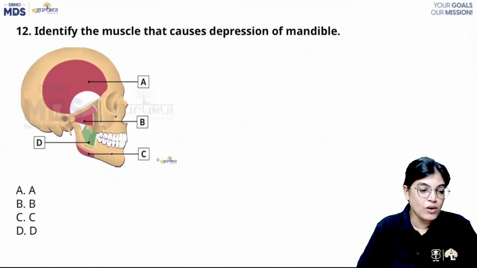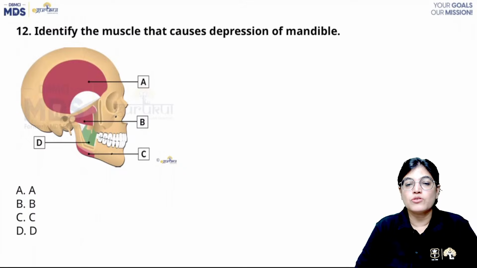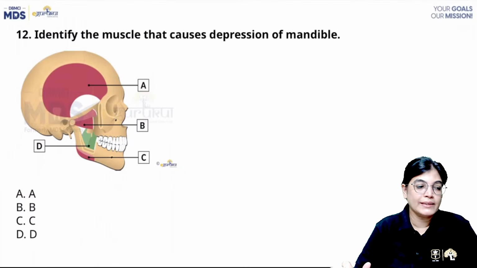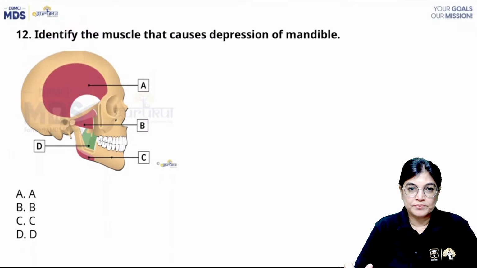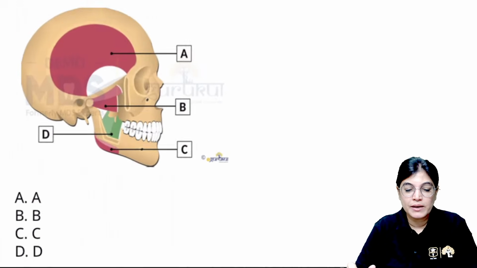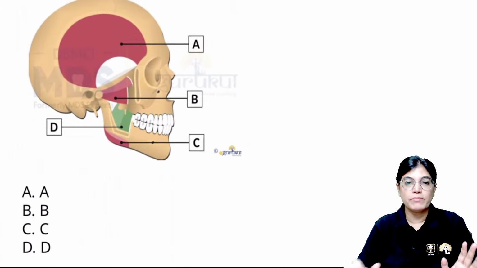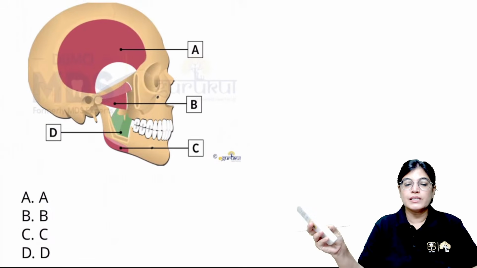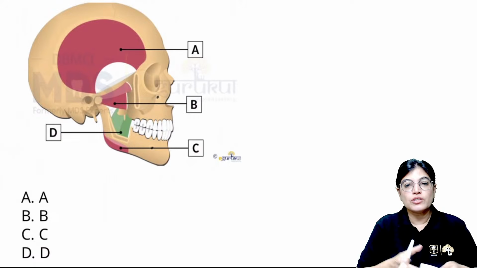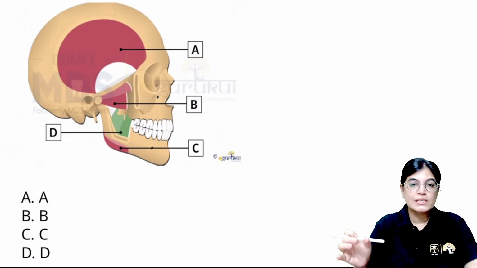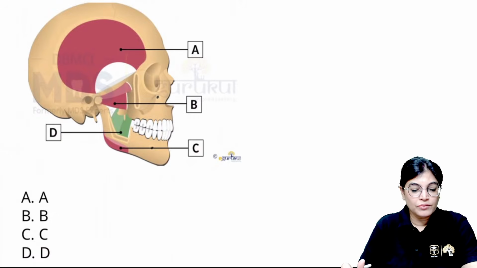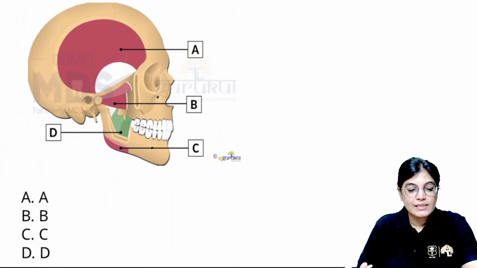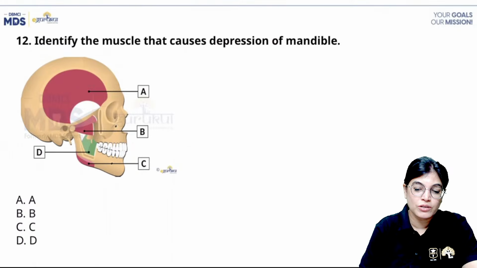Done. Now moving on to the next question, question number 12. Identify the muscle that is causing depression of the mandible. This is an image in which four muscles have been marked. Again, this is an image-based question. First is identification of what is A, B, C, and D. Then we come to the right answer: which of the following muscles causes the action of depression of the mandible.